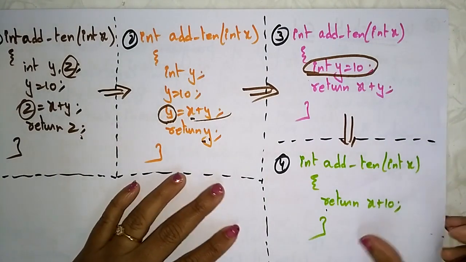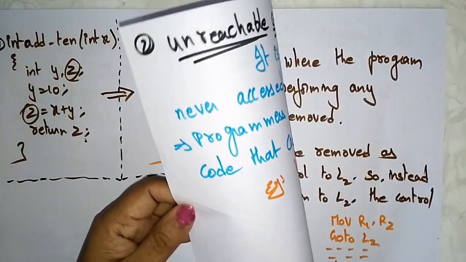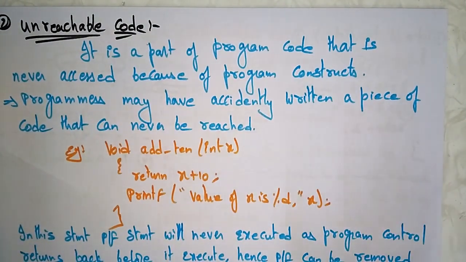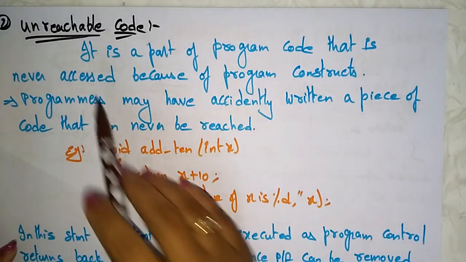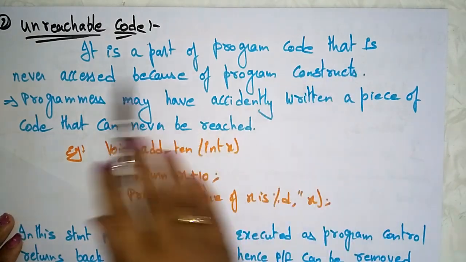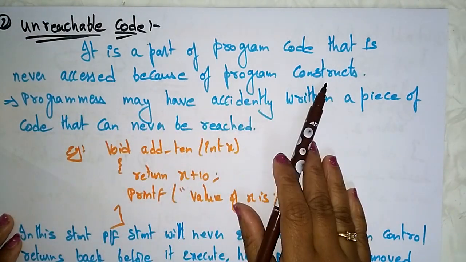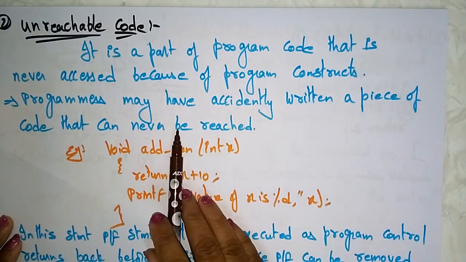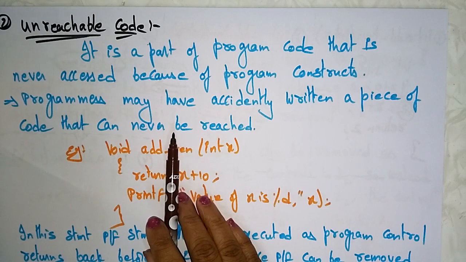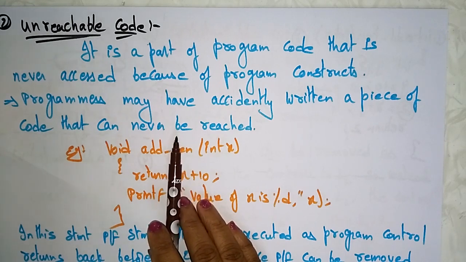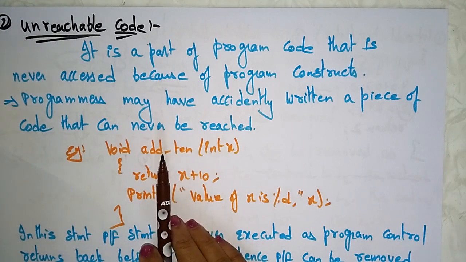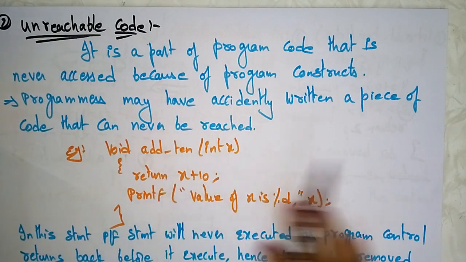Okay. So now let's see the next characteristic in the peephole optimization, that is unreachable code. It means if there is a statement that you are not using at all in the program, if there is no use of that statement, just remove it. It is a part of the program code that is never accessed because of the program constructs. A programmer may have accidentally written a piece of code that can never be reached. In some situations, programmers may accidentally write statements by default. It's a habit, they will write the statements. So those statements can be removed.